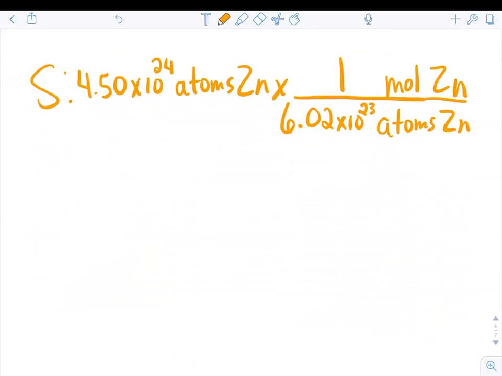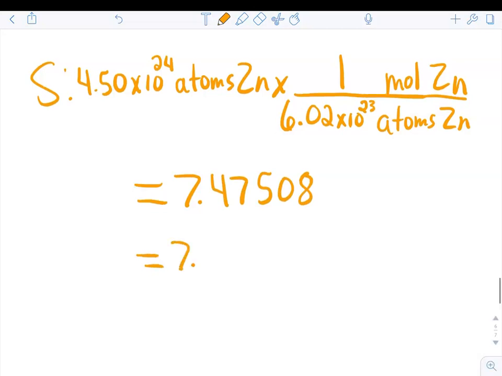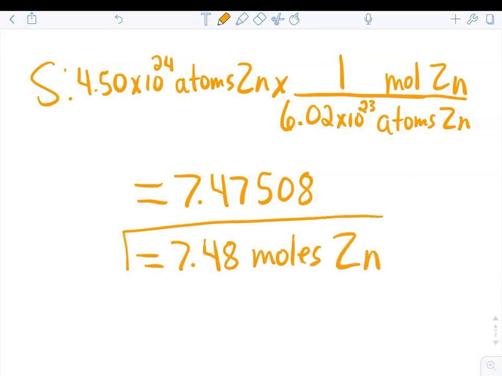Whenever we solve this and type it in your calculator, you're going to get 7.47508. We round to 2 decimal places, and we're going to get 7.48 moles of zinc. And you do have to tell me what you are talking about. So you can't just say 7.48, because then I won't know what you're talking about. You actually have to tell me moles of zinc.